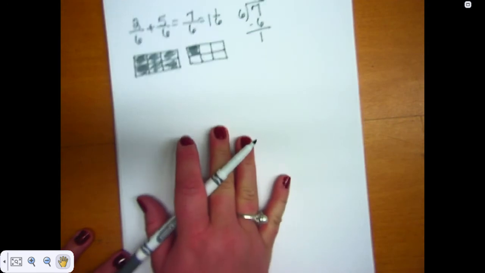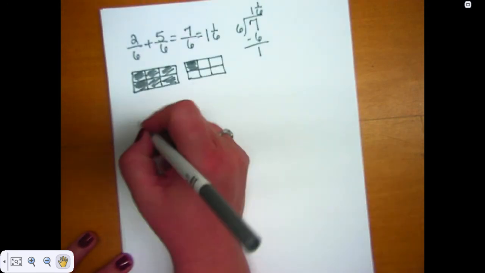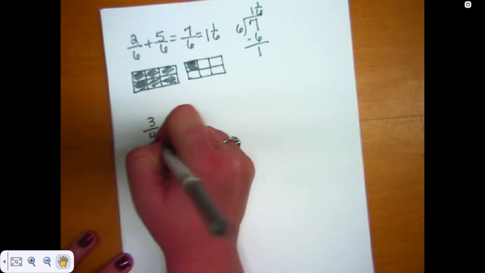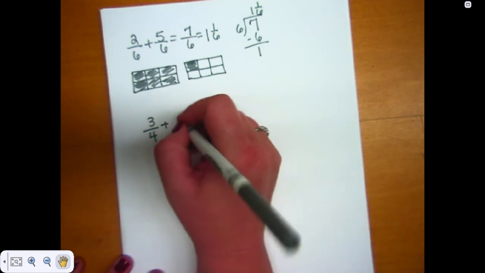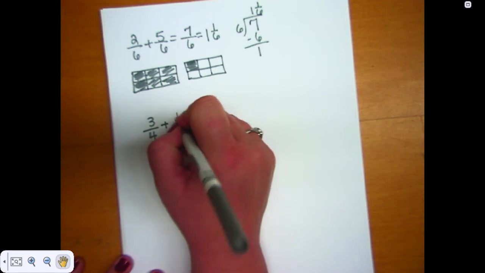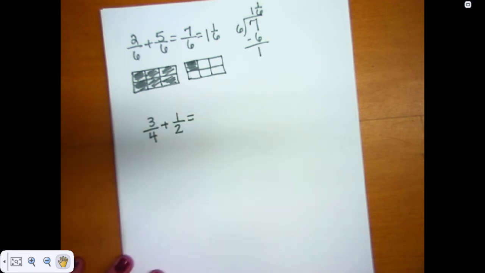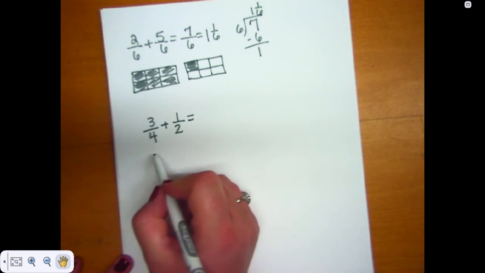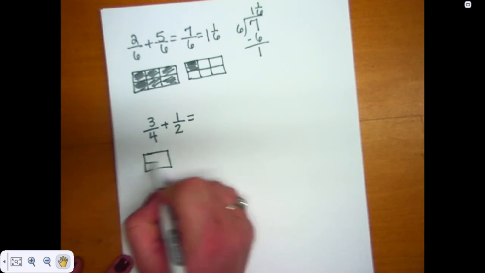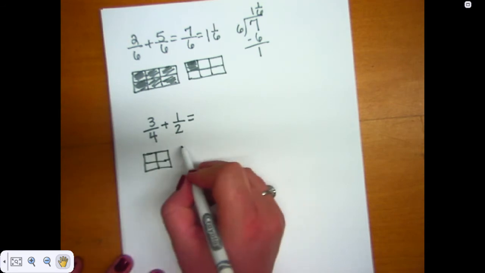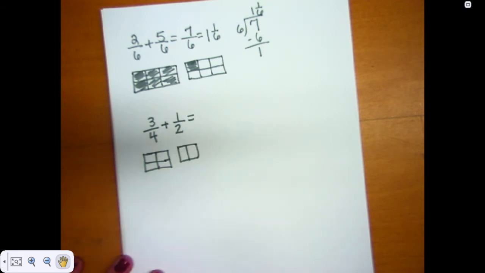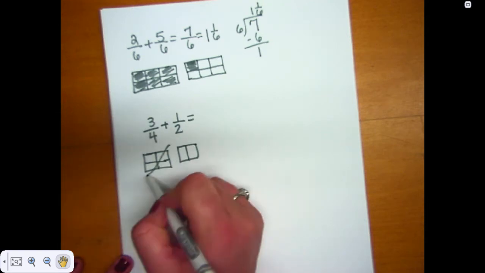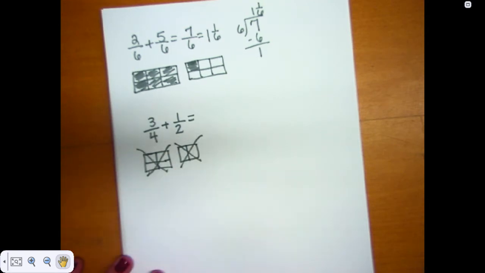Let's do one without the same denominator. So if I had 3/4 and I wanted to add 1/2, I couldn't do a model with 4 fourths and a model with only 2 pieces and be able to know what my answer is. So I can't do that. I have to have a common denominator so I can model it accurately.